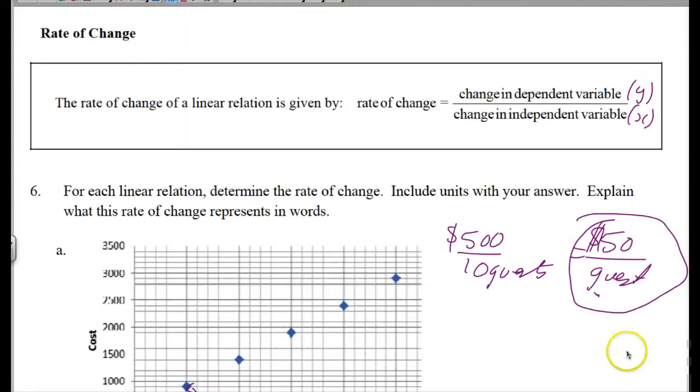Woohoo, and that's it. So we're done with linear relations and rate of change. Wow, we've barely brushed the surface, but for today we're done.